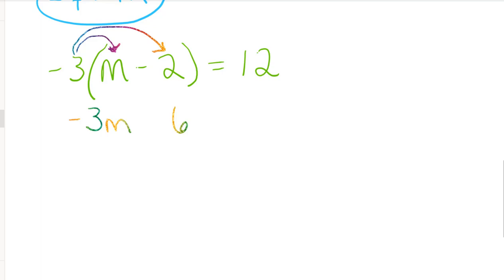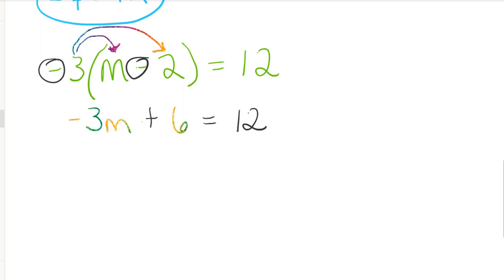Now here's where you have to pay attention. You have a negative and a negative. When you multiply, those two negatives become a plus. When you multiply two negatives it becomes a plus. I don't like my plus sign, it's ugly, so I'm going to redo it. Equals 12.